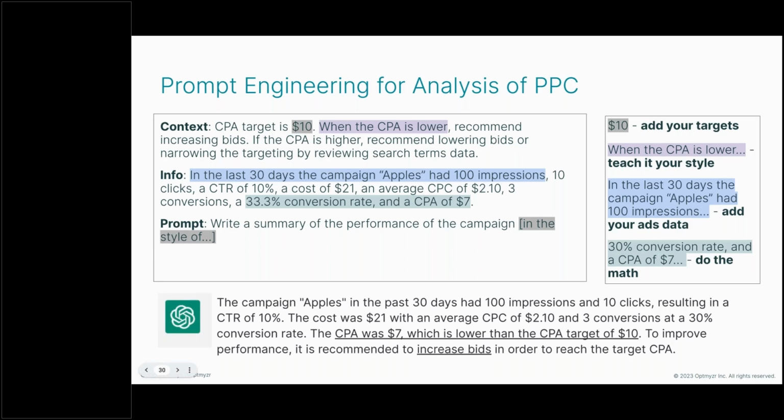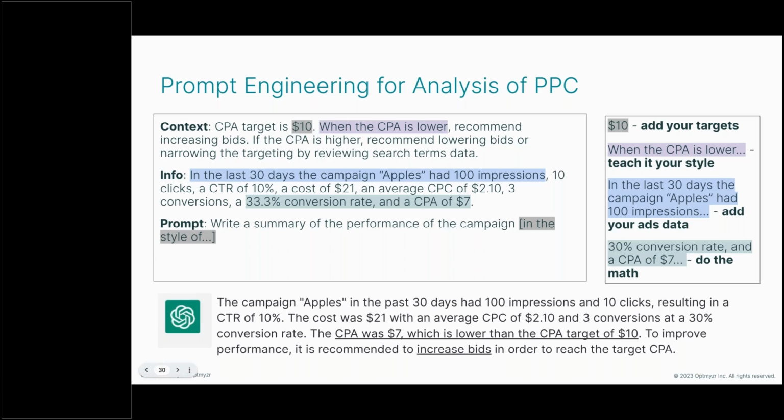That's where I want to tell it the stuff that I know. The context is about things like, is a low CPA good or bad? You would think that GPT knows that a high CPA is generally worse than a low CPA, but sometimes it gets these things backwards. So the more explicit you can be and tell it, this is what I believe, this is what you should also believe, the better of a job it will do when it comes back with recommendations and with text output.